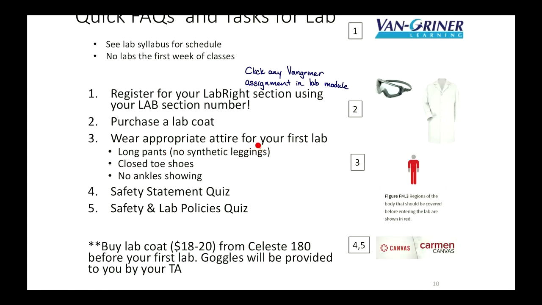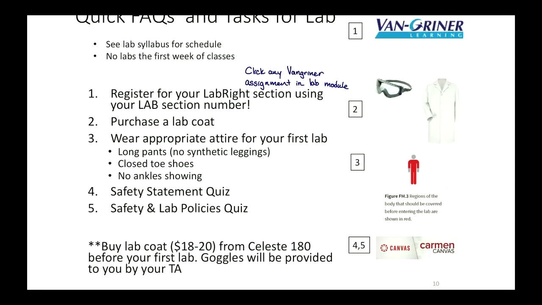Make sure in addition to your lab coat and the goggles you get, wear appropriate attire for your first lab. Rule of thumb is any skin below the belt cannot show. What I'm wearing is perfect when I have my lab coat on because there's no ankle showing, and that's a common thing that's been happening lately. TAs have been kicking students out for ankle showing. So, long pants, closed-toed shoes, and definitely cover those ankles. Long, bunched up socks are a good thing to bring for lab to protect those ankles.